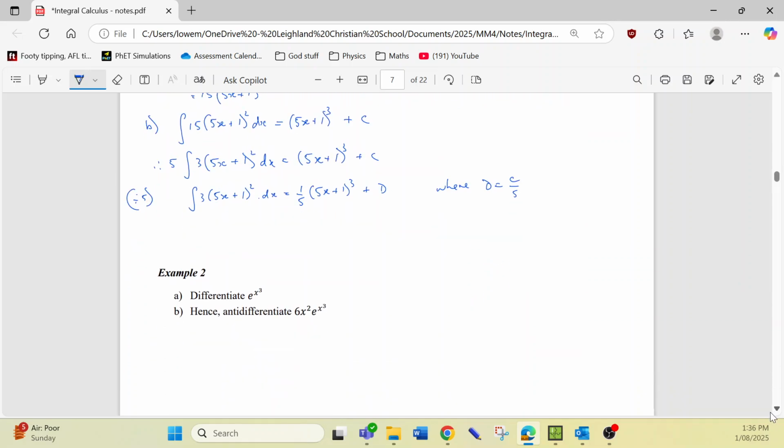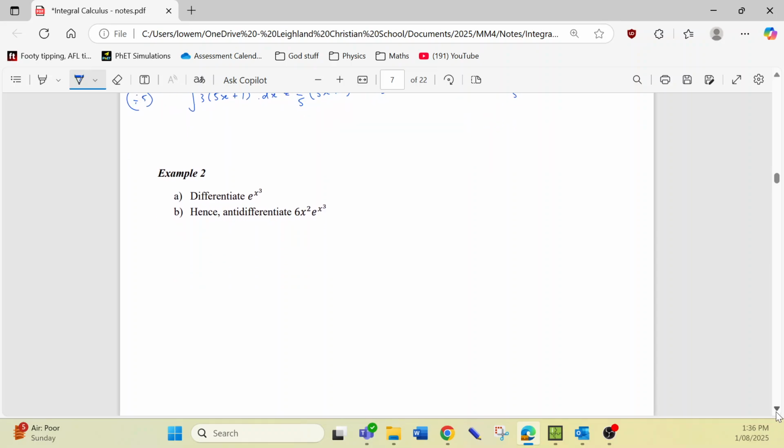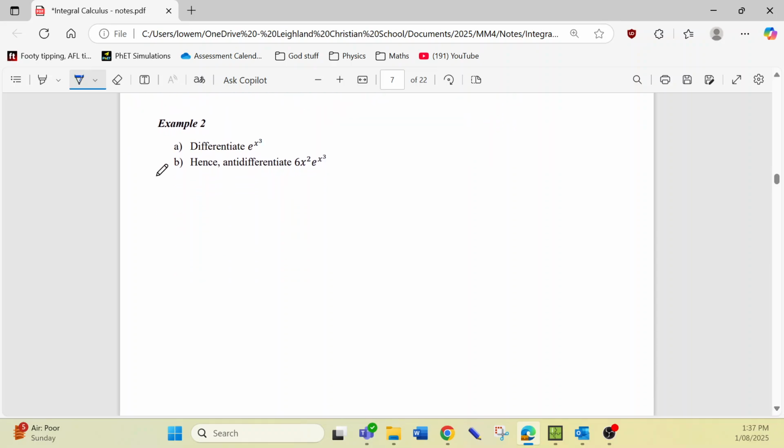All right, let's have a look at the next one here. Similar sort of idea. We're going to start by differentiating e^(x^3). So dy/dx. Again, function of a function, need to use the chain rule. So the derivative of the x cubed part first would be 3x^2 multiplied by the derivative of the exponential part, which we know actually remains unchanged. So that'll be e^(x^3). So that's our derivative.